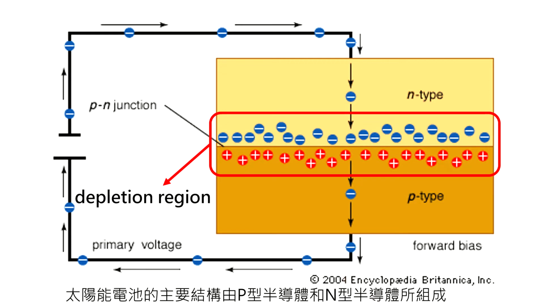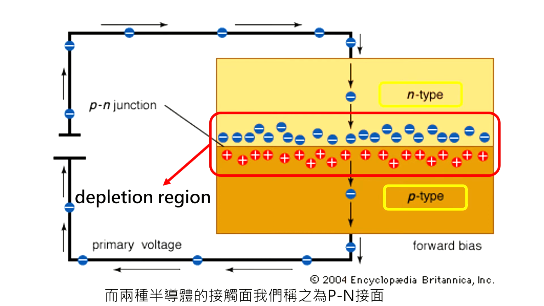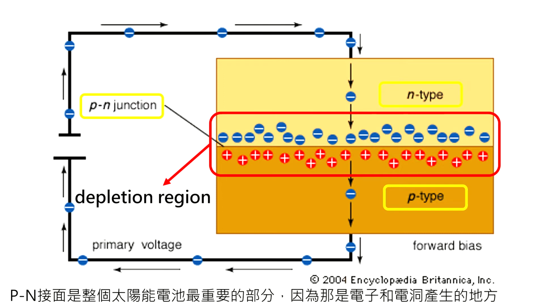The main structure of a solar cell is made of both p-type and n-type semiconductor. To make this semiconductor become a solar cell, you have to join them together. The interface between two types of semiconductor is called p-n junction, and inside the p-n junction, there's an area called depletion region. The p-n junction is the most important part of a solar cell because it is the place where electrons and free holes are created.